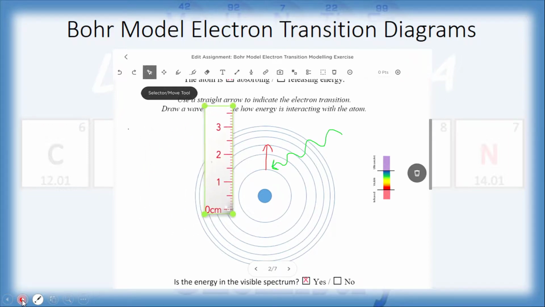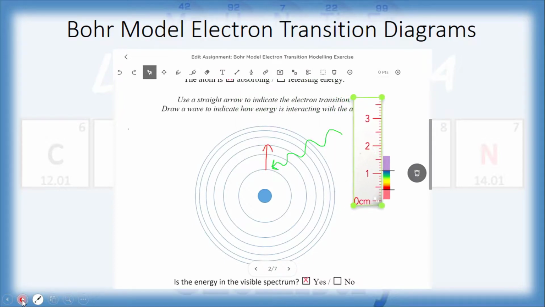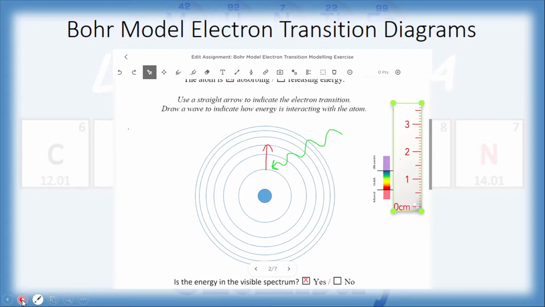Then we would grab the ruler, bring it over, and we see that that's about 0.9 centimeters. So we bring that over, and 0.9 puts us in the visible range and right around blue or green, bluish green, somewhere in there. Visible light is going to have longer wavelengths than the ultraviolet did. So if we're going to draw our wave semi-accurately, we would want a wider, longer wavelength. And because the energy is being absorbed, we want to draw the wave coming inward towards the atom, as you can see here with the green wave.